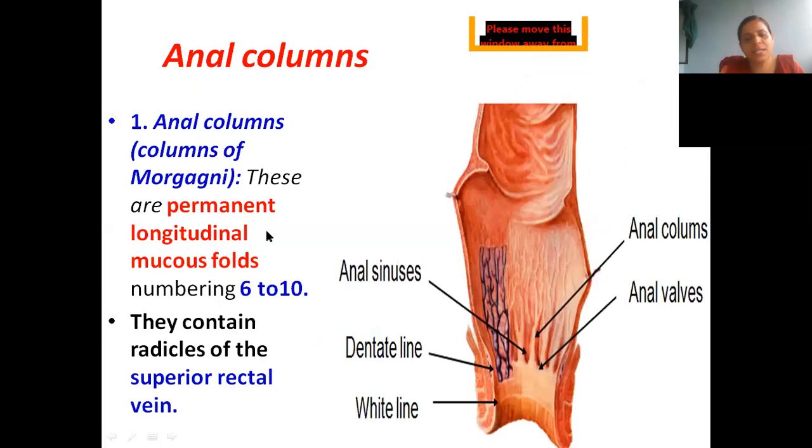So now let us see the anal columns. All anal columns are also called columns of Morgagni. These are permanent longitudinal mucosal folds which are 6 to 8 in number. Okay, when you strip out this mucosa, just below the mucosa you will have the veins. The name of this vein is the superior rectal vein. The tributaries of the superior rectal vein are seen in the anal columns, which are the permanent mucosal folds seen in the upper 15 millimeters of the anal canal.